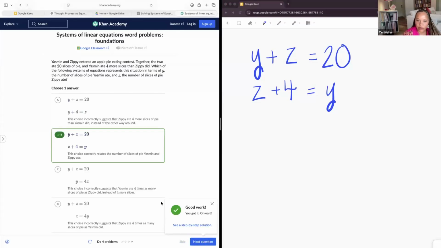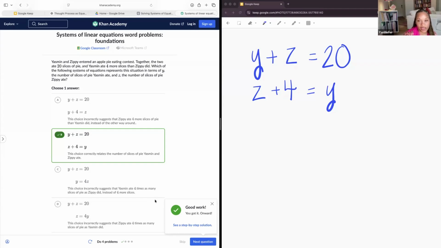Now, what I want to do here is we can actually figure out how many slices Yasmin ate and how many slices Zippy ate. Does anybody know how to figure that out? Raise your hand. Feel free to put it in the chat or come on the mic. LOL. But we can figure out how many slices each one ate by using methods for solving systems.